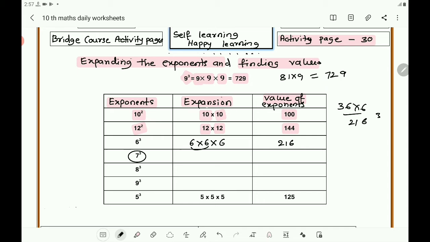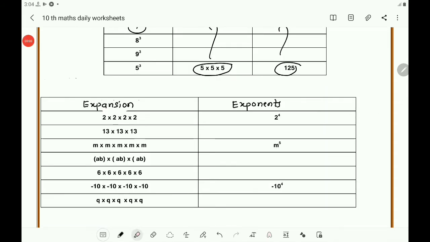Then 7 cube. 7 cube is 7 into 7 into 7. Write the product. 8 cube is 8 into 8 into 8. 9 cube, 9 into 9 into 9. 5 cube, 5 into 5 into 5. 5 into 5 is 25, 25 fives are 125. Here you complete the table.